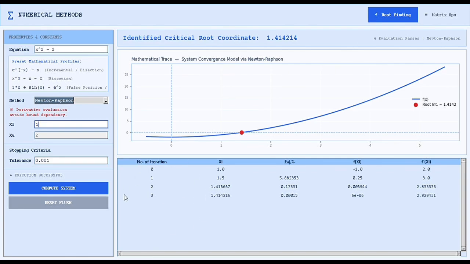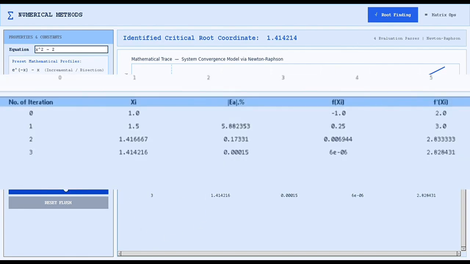The table columns are the iteration number, xi, which is the current guess, ea, the approximate error, fxi, the function value at that guess, and f prime xi, the derivative at that point. Notice the first row has no error value. That is because error requires a previous iteration to compare against.